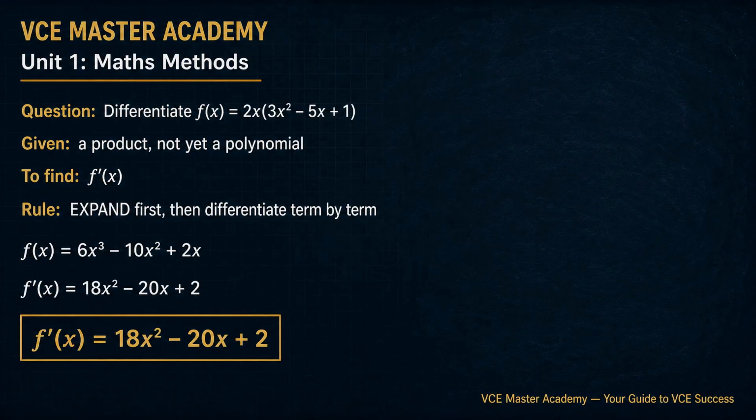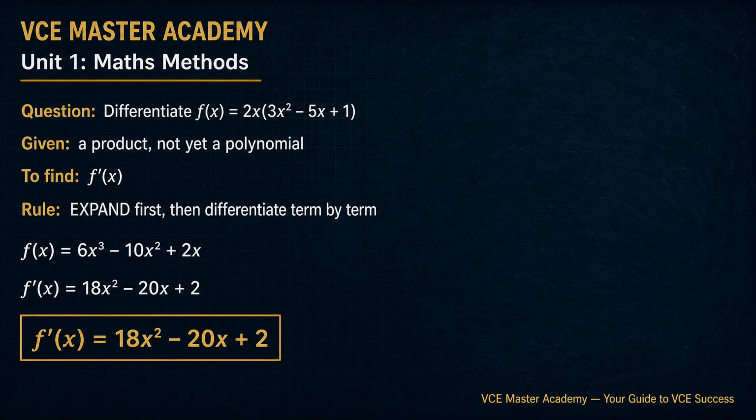Third example, and a common exam disguise. 2x multiplied by a bracket. As written, this isn't a tidy sum of terms yet. It's a product. We still want the derivative. Here's the strategy, and it's the whole lesson of this board.